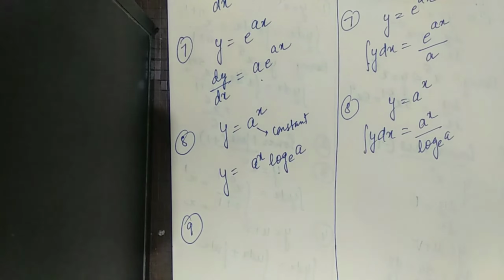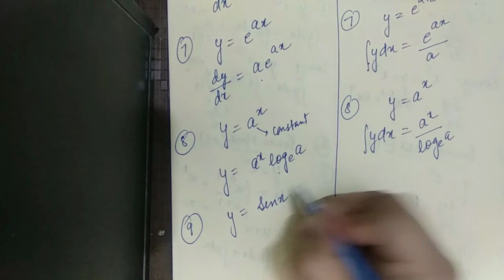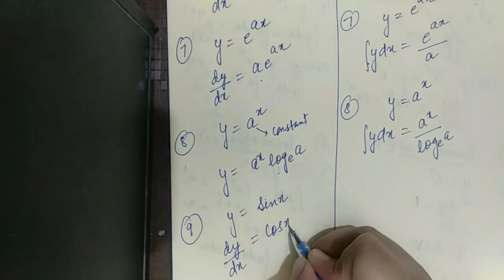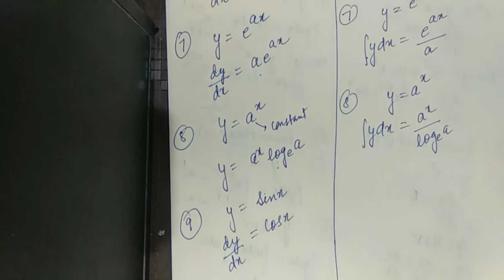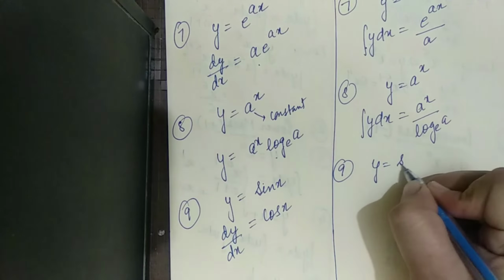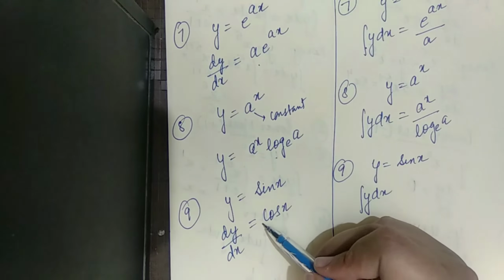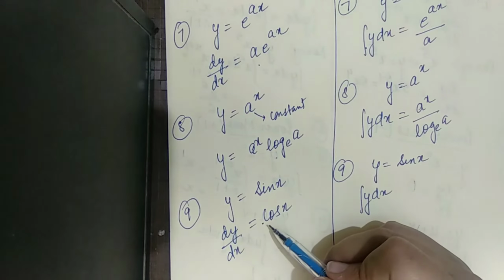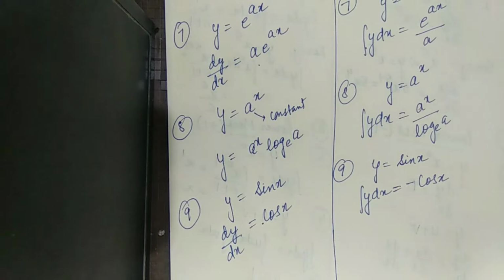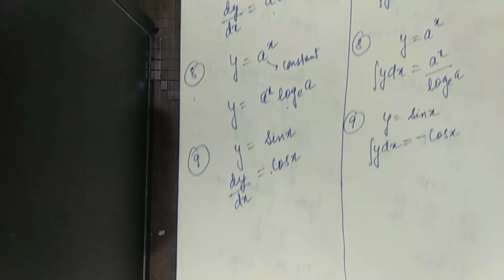So the next one is the differentiation of trigonometric functions. That was sin x. So dy by dx was what? Cos x. Plus or minus? It was plus cos x. So here if I say y equals sin x, then for the integration of this, we have plus sign in the derivative, so here we'll write minus cos x. So just change the sign and change the multiplication to division also.